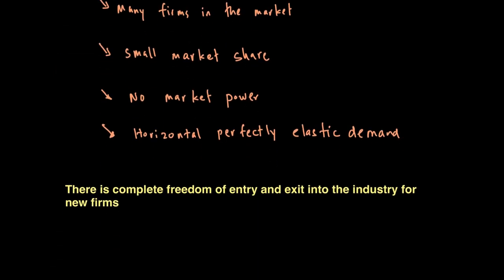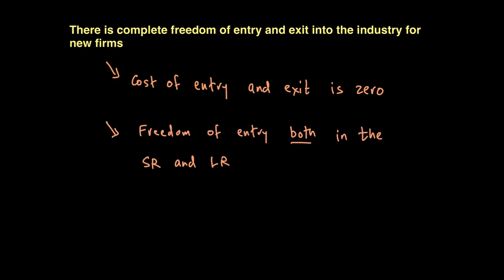The second important feature that we find in perfect competition is the idea that there is complete freedom of entry and exit into the industry for new firms, which means that existing firms are unable to stop new firms from setting up businesses because the cost of entry and exit is almost nothing. Now, this freedom of entry applies to both the short run and the long run, as firms can easily enter in either, and as a result there are many firms in the business, and therefore no firm has significant market power.